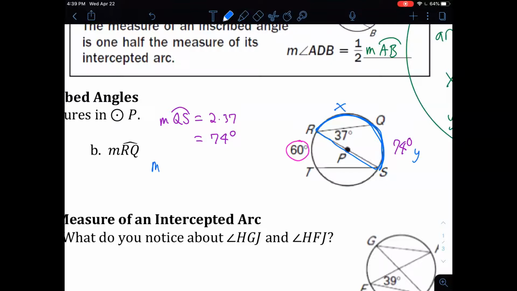Or the shortcut is going to be the measure of RQ. What's the shortcut? Instead of doing X plus Y equals 180, we can do 180 minus this one over here, which is 74. There's only two arcs, and one of the arcs is 74. The other one's going to be 180 minus 74, which equals 106 degrees.